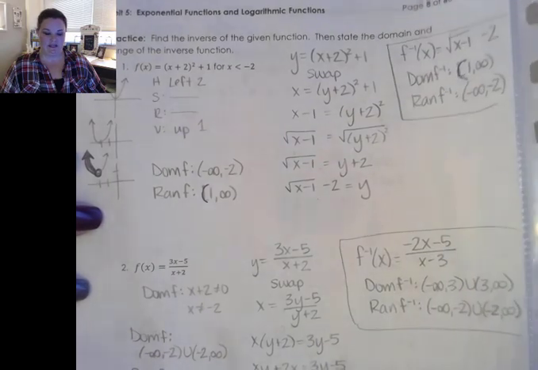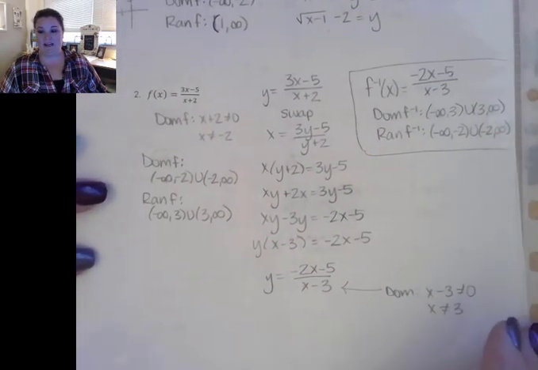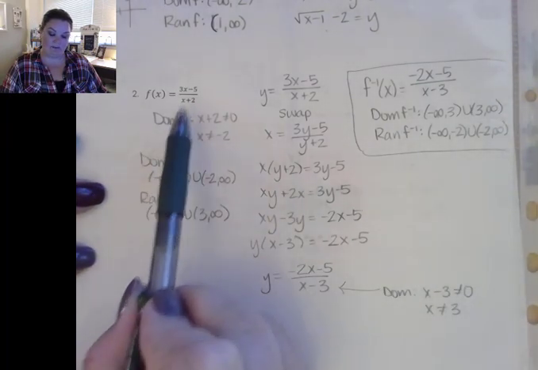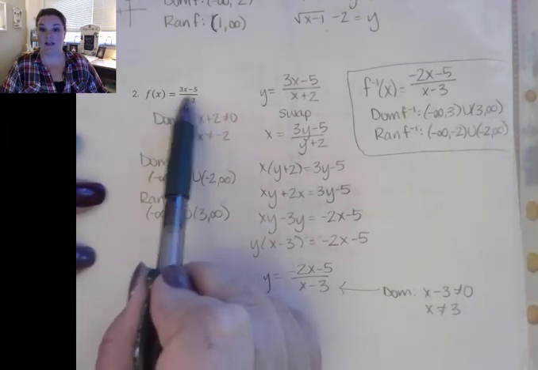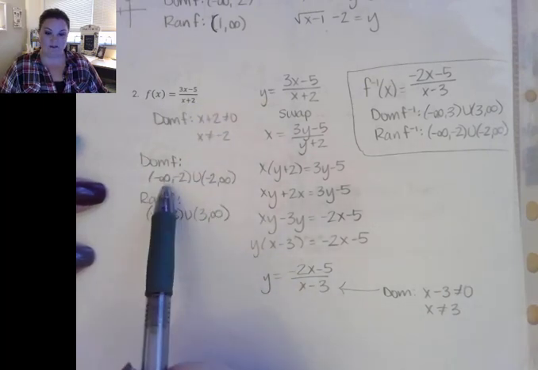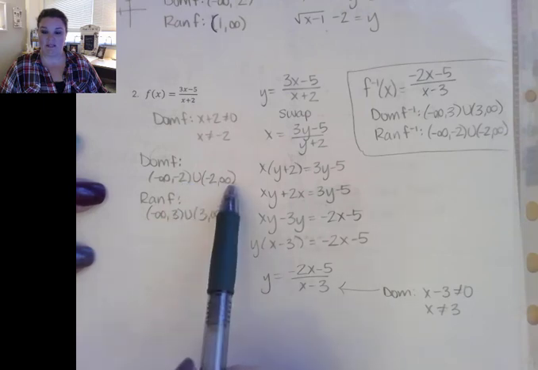All right, let's look at number 2. Same thing here. Again, we're not graphing this to figure out domain and range, but we can find the domain by just figuring out what the denominator can't be. In this case, it's -2. So our domain on the original is from negative infinity to -2 and -2 to infinity.